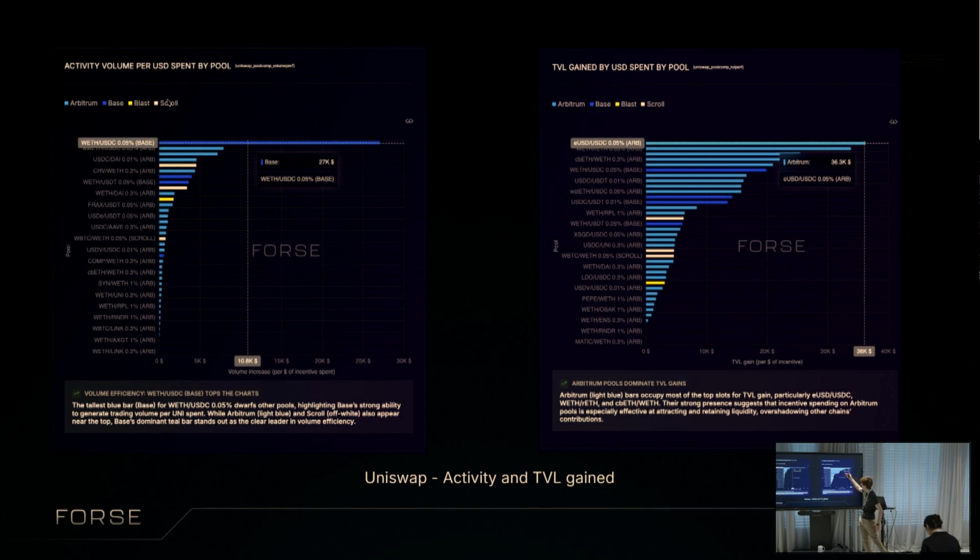In the brackets, you can see the blockchain they deployed it on, because Uniswap is a multi-chain protocol. So this is Base, Arbitrum, and there should also be Scroll up here. And then you can see on the left chart the activity volume per US dollar spent on the pool. For example, on the top pool, WETH USDC on Base, we gained a volume increase of 27 grand US dollars per dollar spent in incentives. And on the TVL gain, the top is, for example, the EUSD USDC on Arbitrum, that had a TVL increase of 36 grand per US dollar spent.